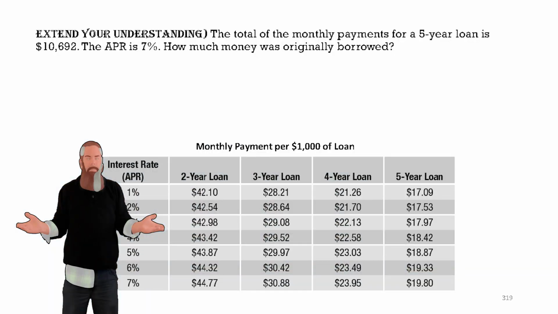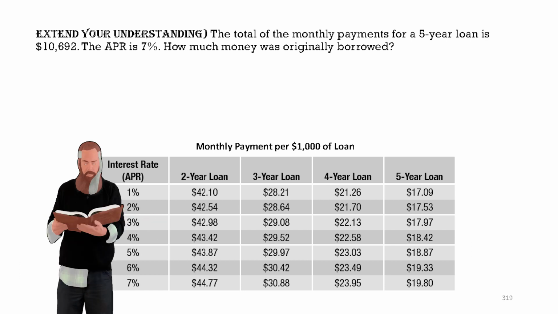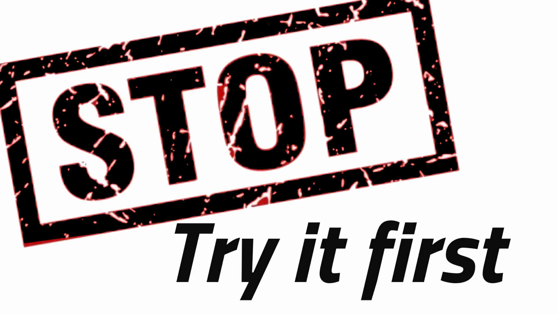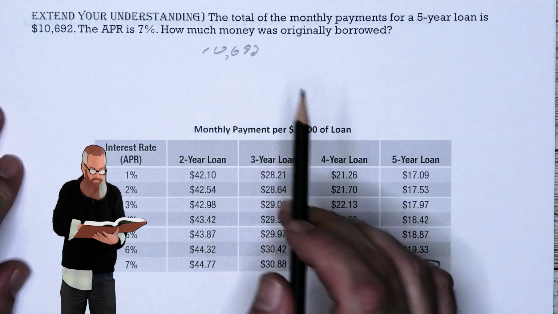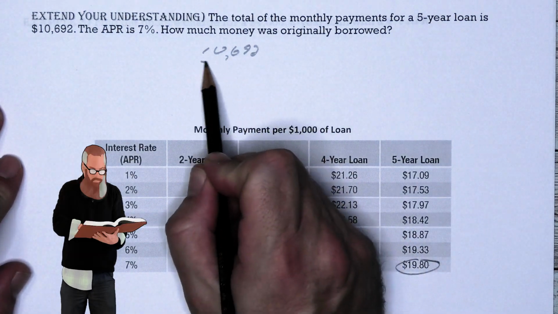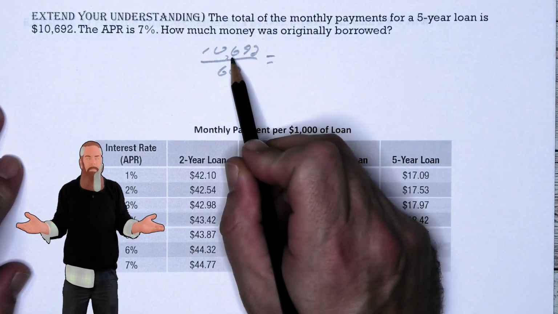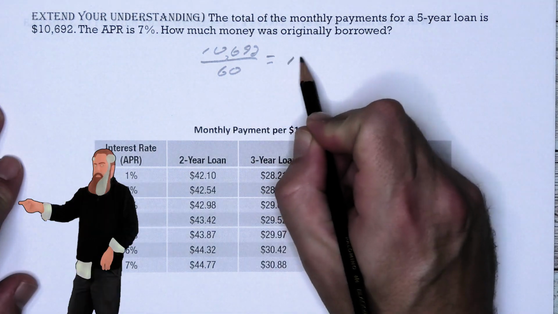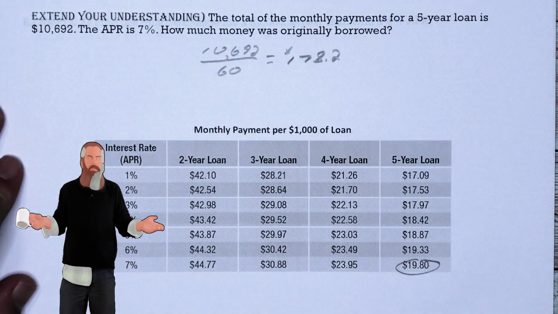Now, let's extend our understanding. The total monthly payments for a 5-year loan is $10,692. The APR is 7%. How much money was originally borrowed? With $10,692 borrowed, for 5 years, we do know that there are 60 months in 5 years. So 10,692 divided by 60 is 178.2. This is how much is their monthly payment.